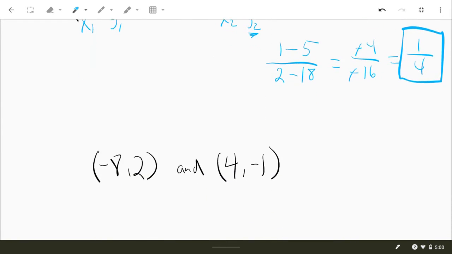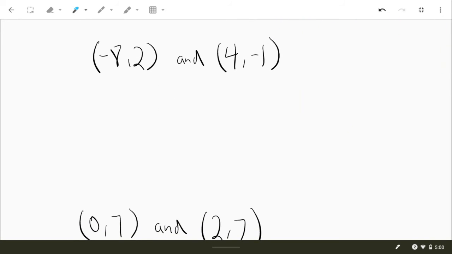You could plot the points and check your answer. I do suggest you do something like that. Remember: y2 minus y1, x2 minus x1.